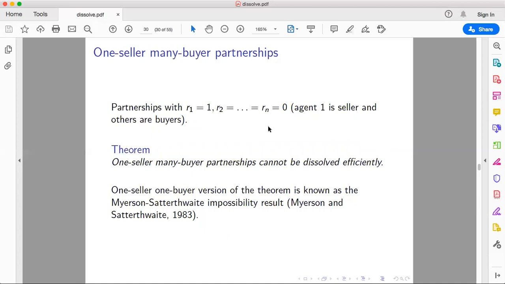So basically, notice the following. In some sense, what you're saying is everybody announces their values. Okay, right?